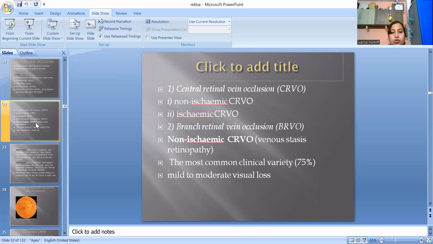So now central retinal vein occlusion is divided in two types: ischemic and non-ischemic type. Non-ischemic CRVO is known as venous stasis retinopathy. Most common clinical variety is 75%. And it is associated with mild to moderate visual loss, whereas ischemic CRVO is associated with severe visual loss. So non-ischemic CRVO always has a better prognosis than ischemic CRVO, as you all know, as the name suggests.